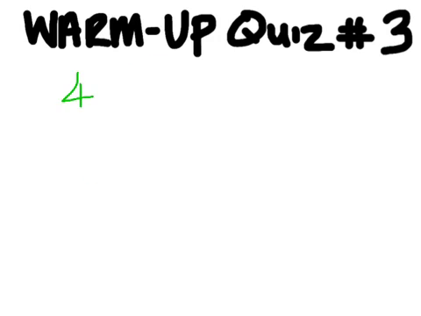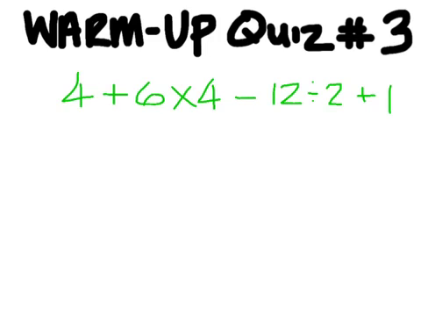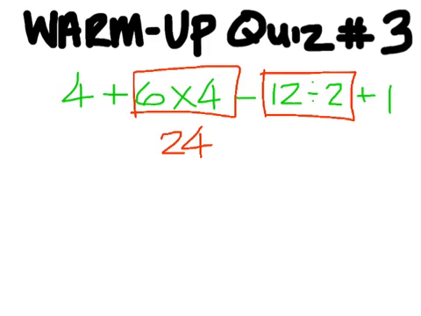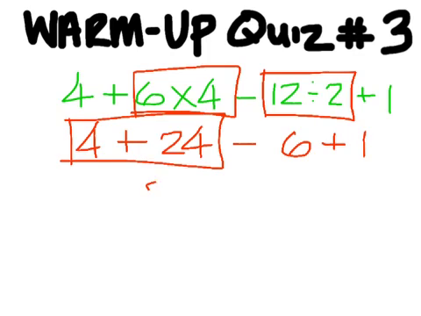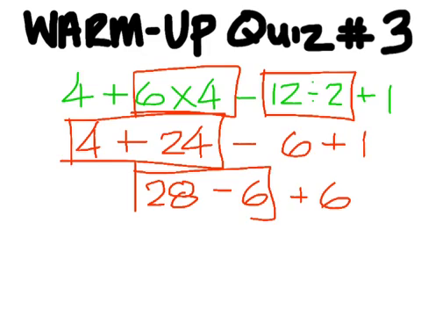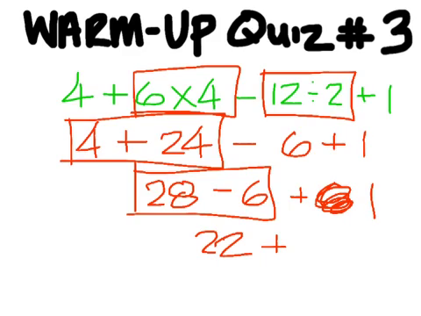Problem 3. Solution on this is to start with this to get a 24 and then this to get a 6. Everything else stays the same. 4 plus 24 is 28, and then you'll have to do minus 6 to get 22, and then add 1. I wrote a 6 there. Should be 1. Add 1 to get 23.